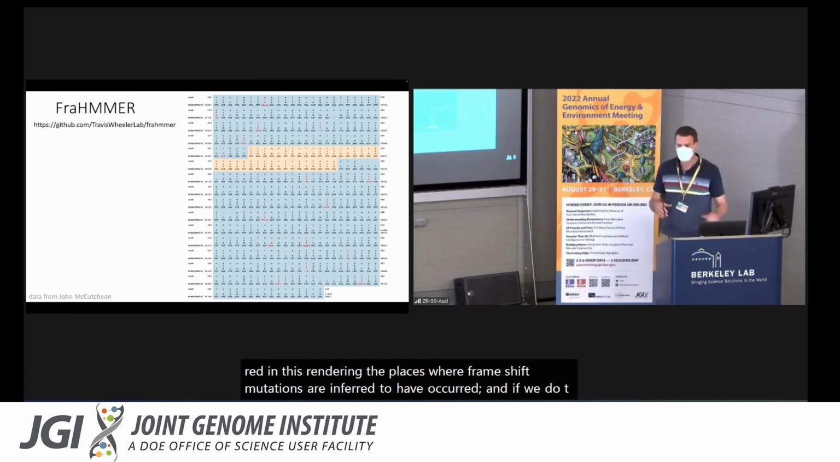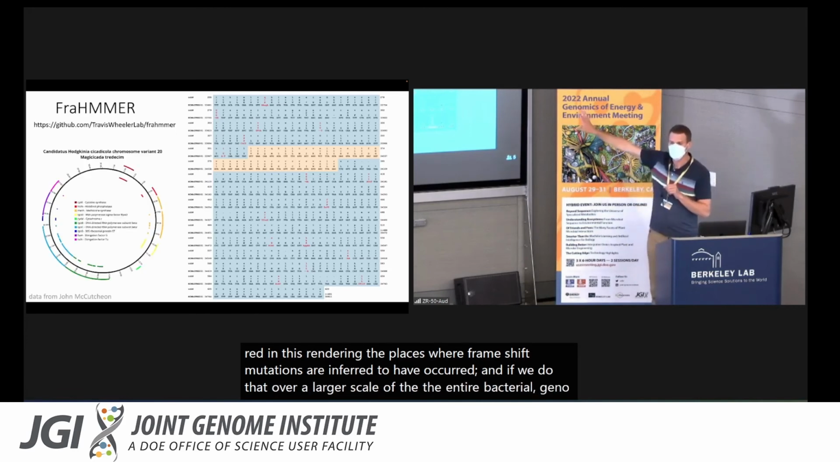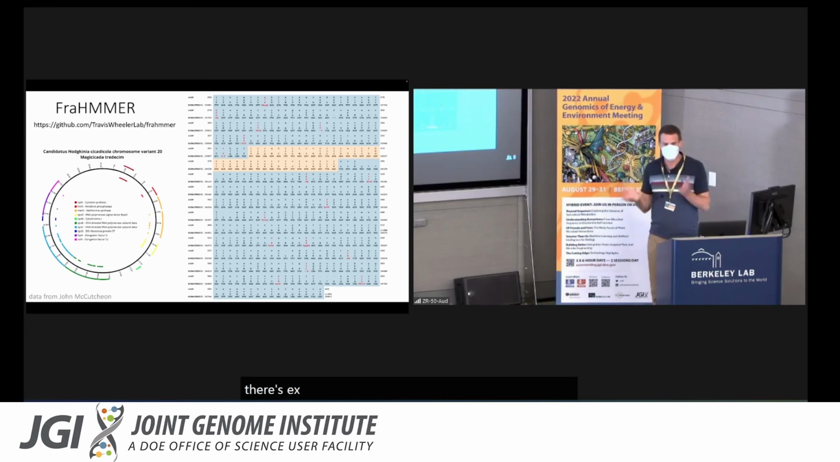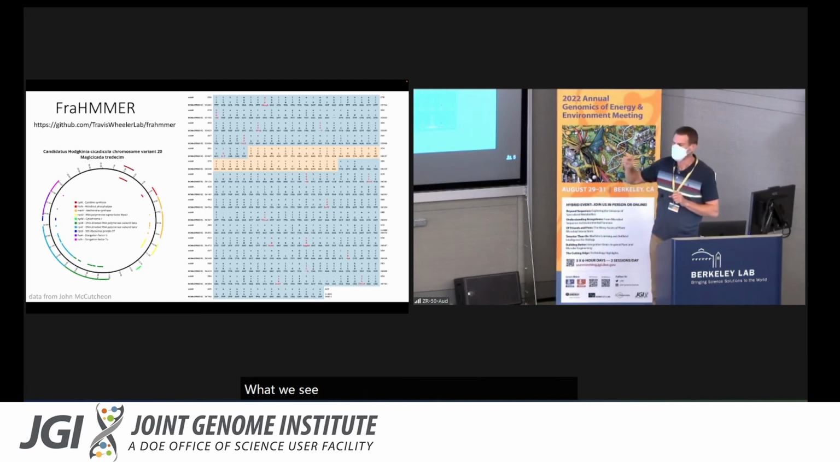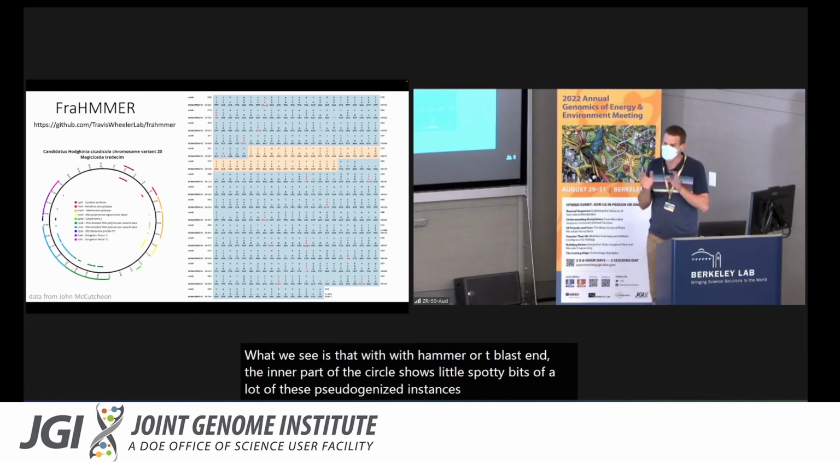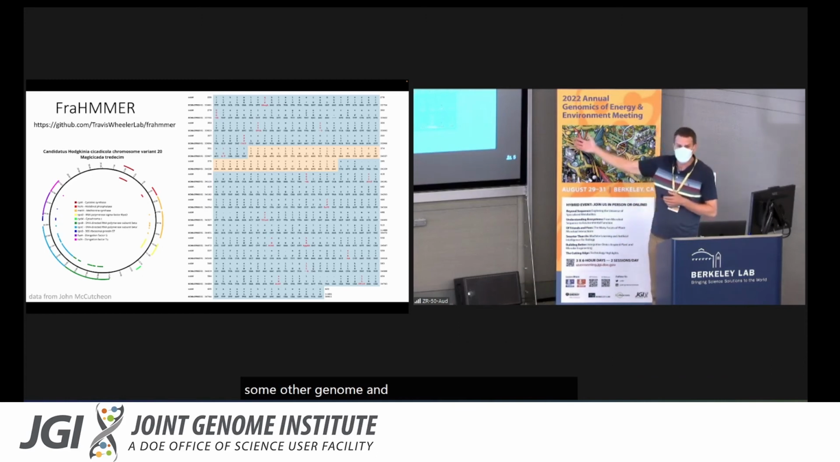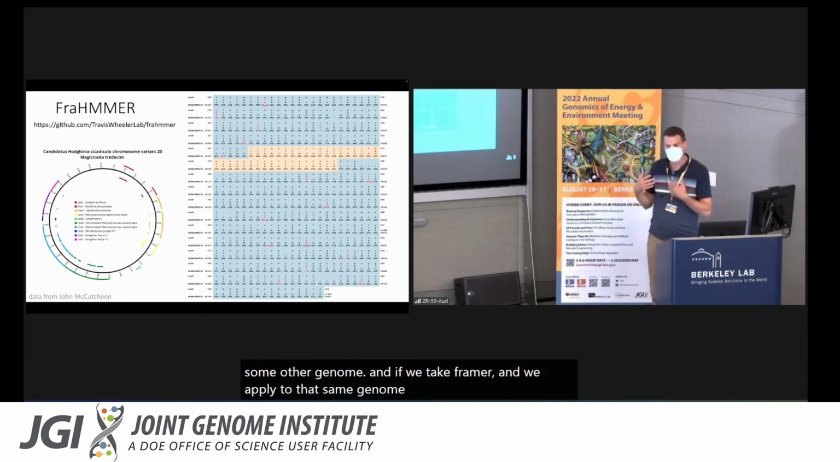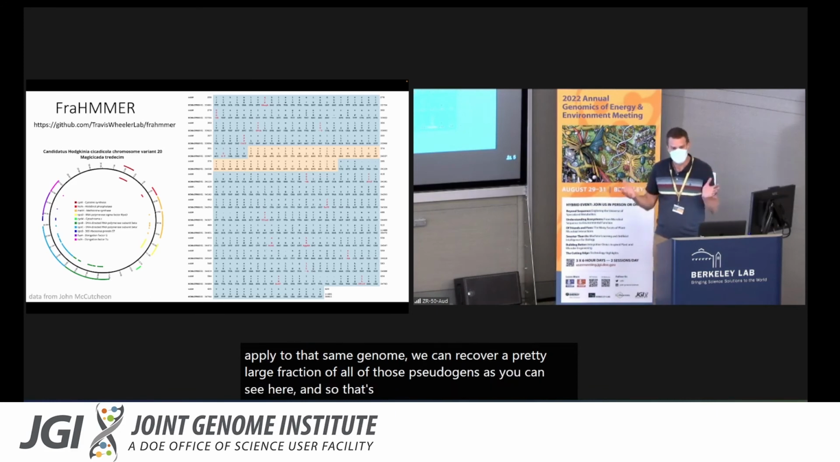And if we do that over a larger scale of the entire bacterial genome that this thing came from, where there's an expectation of a lot of pseudogenes, again, for complicated reasons, what we see is that with HMMER or tBLAST-N, the inner part of this circle shows little spotty bits of a lot of these pseudogenized instances of proteins, which happen to be somewhere else in some other genome. And if we take Framer and we apply it to that same genome, we can recover a pretty large fraction of all of those pseudogenes, as you can see here. And so that's an improvement of the annotation.